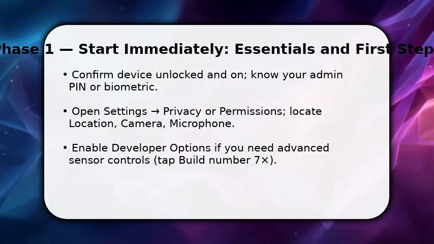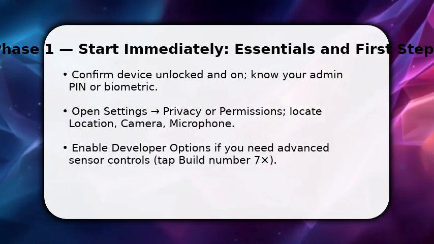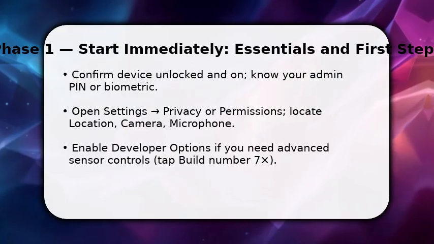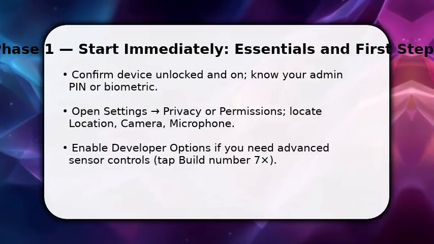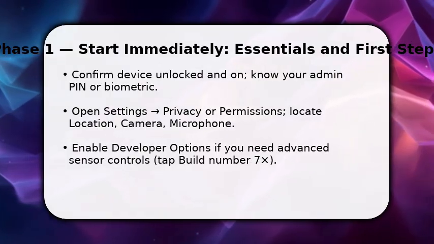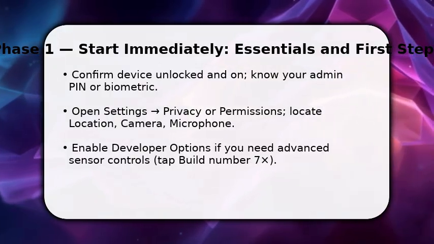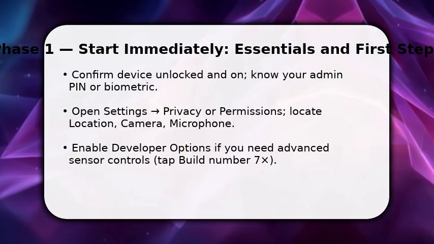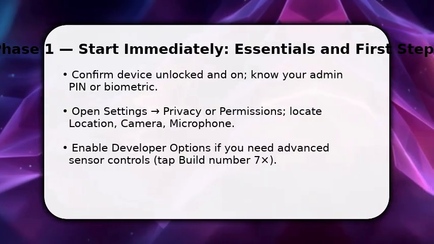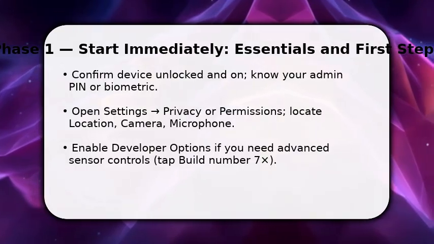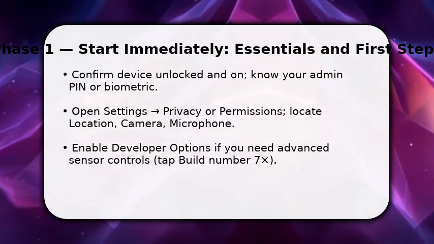You start now by preparing the device. Make sure it is unlocked and you know the admin PIN. Open Settings, then go straight to Privacy or App Permissions where Location, Camera, and Microphone live. If you plan to access low-level sensors later, enable Developer Options by tapping build number 7 times. This unlocks advanced toggles. Once done, pause and confirm which sensors you must limit. This avoids turning off something you need, like GPS for maps.